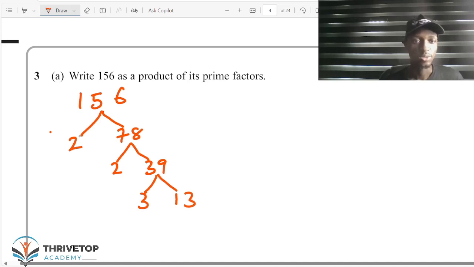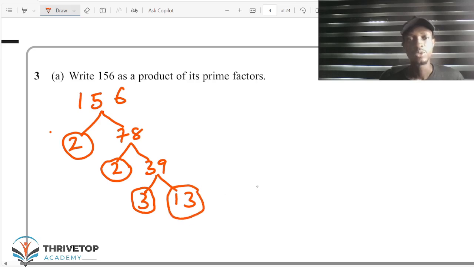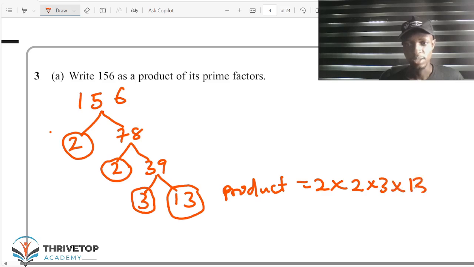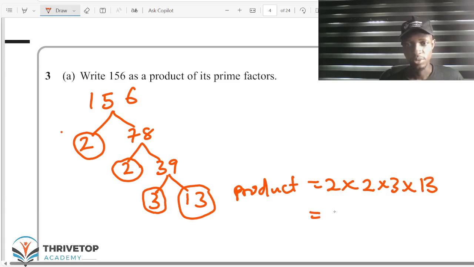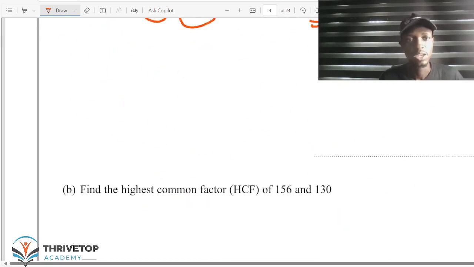Now at this point, we are going to circle our prime numbers. 2 is our prime number here. 2 is also a prime number here. 3 is a prime number and 13 is a prime number. So to express this as a product of its prime factors, the answer is going to be 2 times 2 times 3 times 13. In index form, it can be 2 to the power of 2 times 3 times 13, which is the final answer for this. So we're going to move on to question 3b.